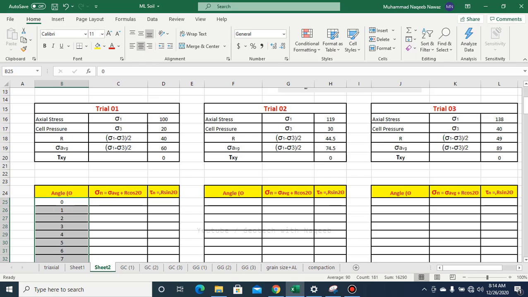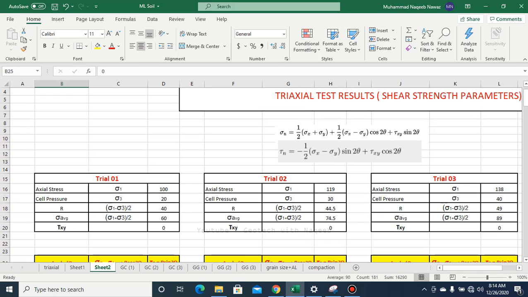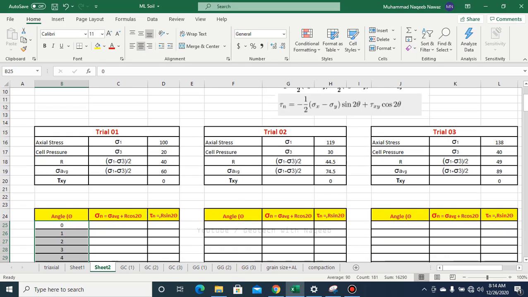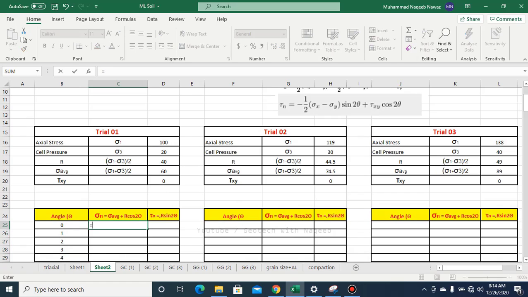So we have normal stress. The normal stress formula is given over here: sigma 1 plus sigma 3 divided by 2, plus sigma 1 minus sigma 3 divided by 2 cos 2 theta, and tau xy in our case for the triaxial test is 0. So we can further simplify this formula as sigma average plus R cos 2 theta. So we can apply the formula: sigma average, this, plus R value here, multiplied by cos.